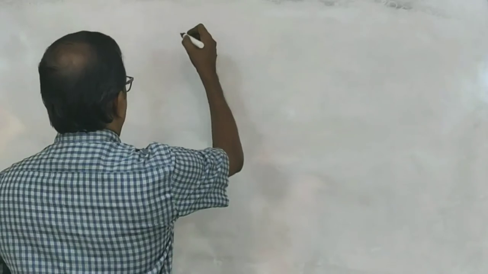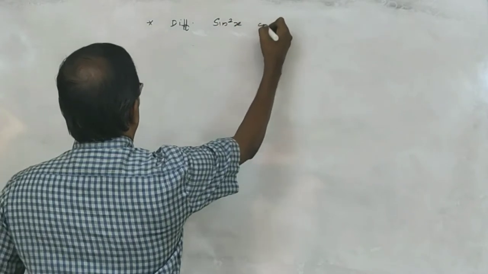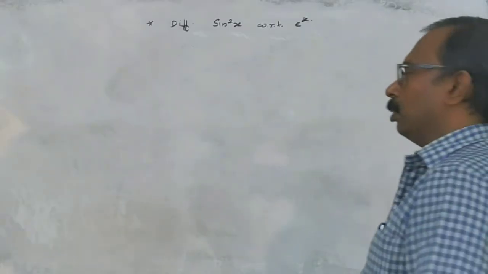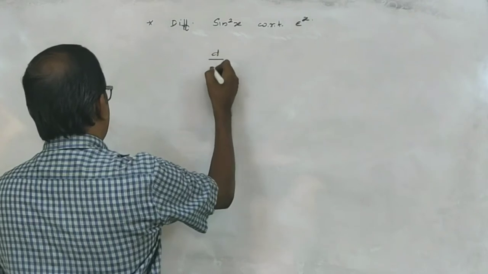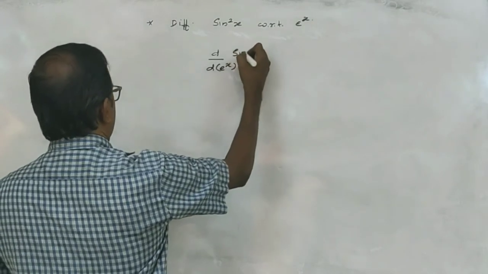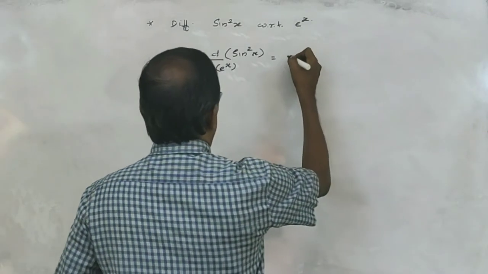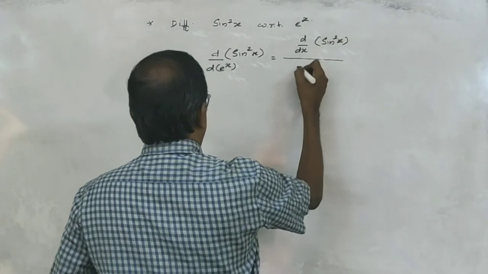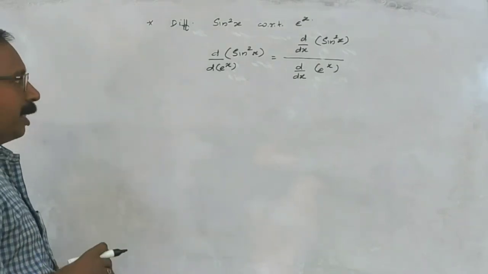Next question is differentiate sine square x with respect to e raised to x. Here we have to find the derivative of sine square x with respect to e raised to x. It can be written as d by dx of sine square x divided by d by dx of e raised to x. We introduce dx on both numerator and denominator.